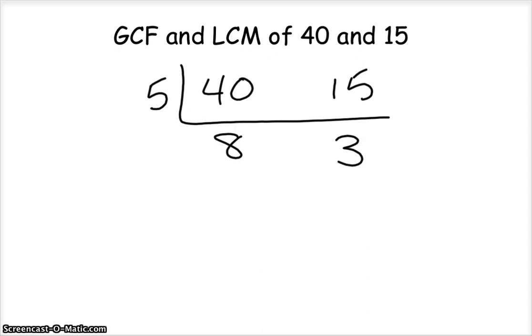Again, our least common multiple is going to be the L shape, and our greatest common factor will be just the straight down line. So in this case, our greatest common factor is going to be 5.